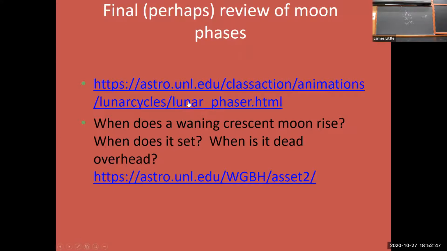Final review of moon phases. I would normally do an activity with you here. We'll talk about when does a waning crescent moon rise, when does it set, when is it dead overhead. Since there's nobody in the classroom to do that activity, I just want to reiterate and say, know how to figure out moon phases. Go and look at those applets if you'd like.